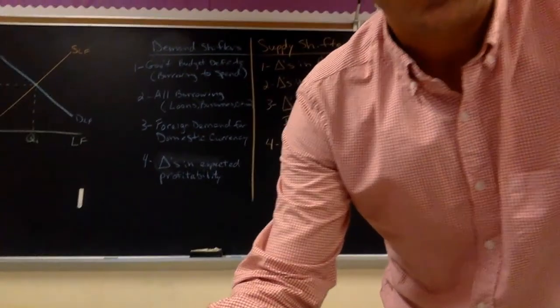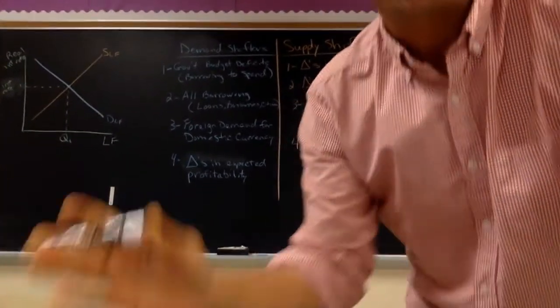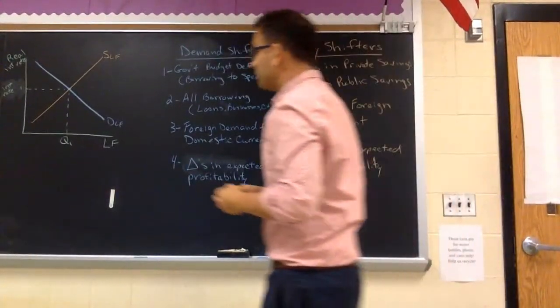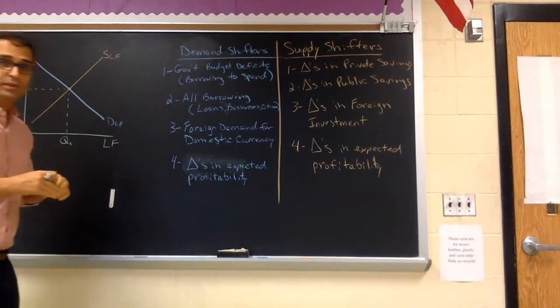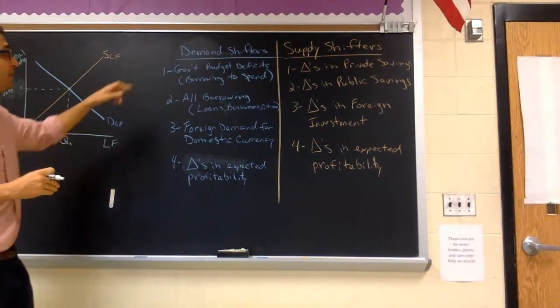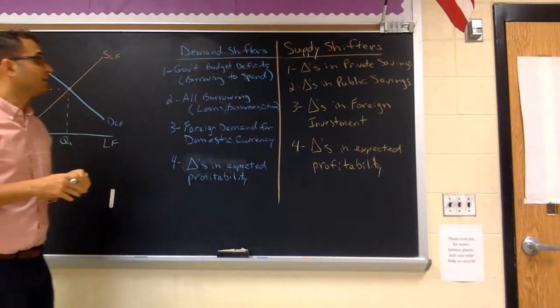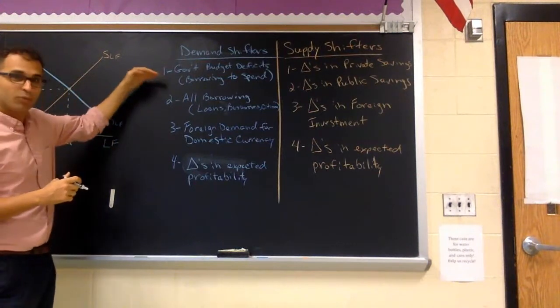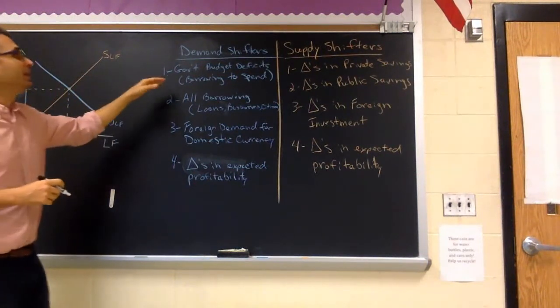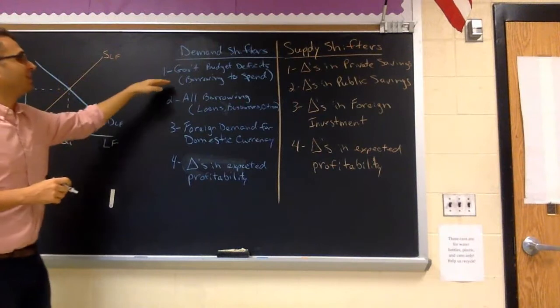So what are you going to know? I want you to write these down, but these are the shifters of each of the curves. For now, that's all you need to know, the shifters of the demand and the shifters of the supply of loanable funds. The first one, the one I need you to know right now, that's why it's number 1, is the shifter of demand is the government.